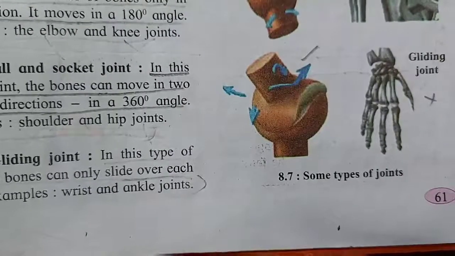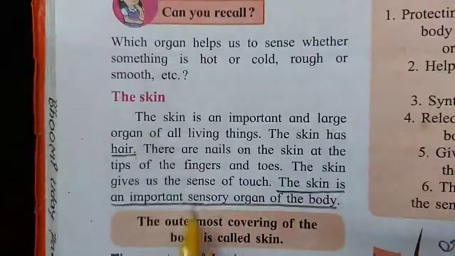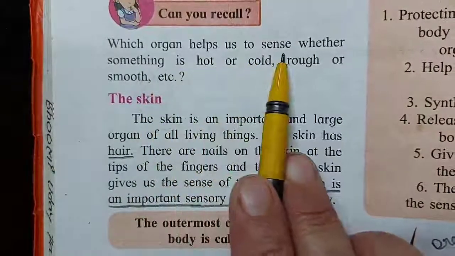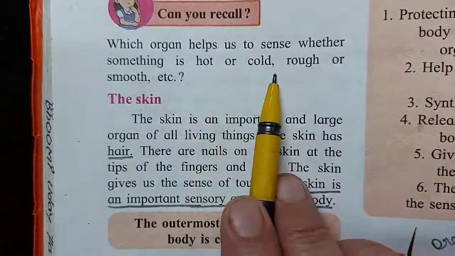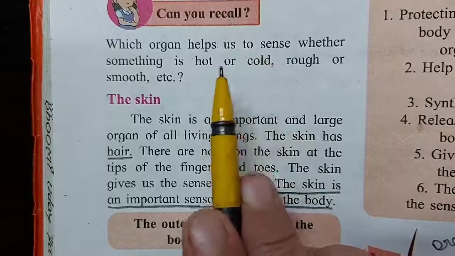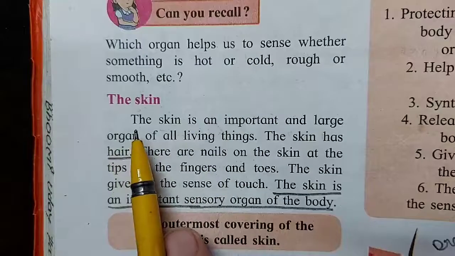So how many types of joints did we learn? We learned 3 joints. Now moving further, which organ helps us to sense whether something is hot or cold, rough or smooth, etc.? You have learned this in your smaller classes. Which is that sense organ? That is the skin.